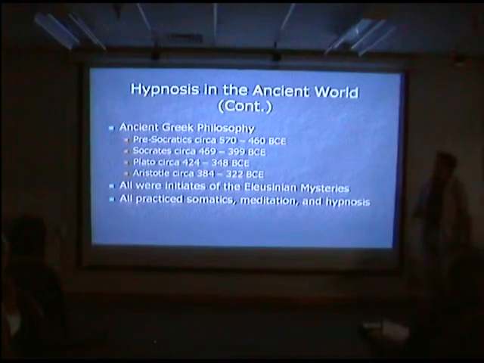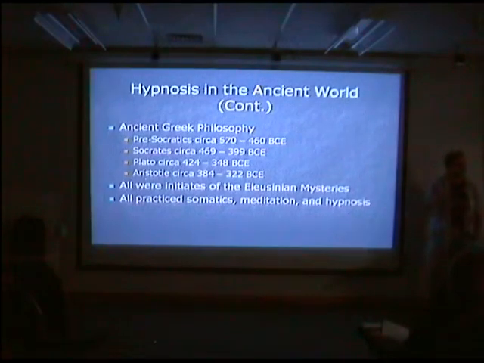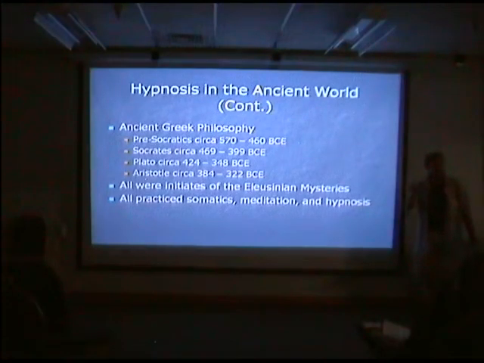Ancient Greek philosophy, we have the pre-Socratics, Socrates, Plato, and Aristotle. These guys were all initiates of the Eleusinian mysteries. So they were all high initiates, epoptai of the Eleusinian mysteries. So everything that they wrote about was predicated upon their practice of yoga, meditation, and hypnosis in the mystery religions that they practiced. So all of Western thought ultimately derives from those initial practices from the ancient mystery religions.